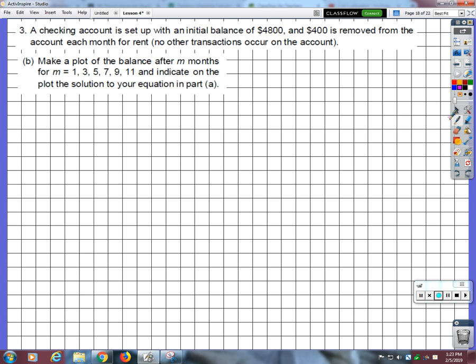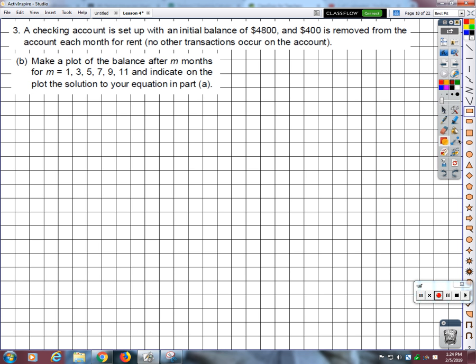Okay, same problem. A checking account is set up with an initial balance of $4,800. $400 is removed from the account each month. Make a plot of the balance after M months for 1, 3, 5, 7, 9, and 11. Oh, good thing I do.